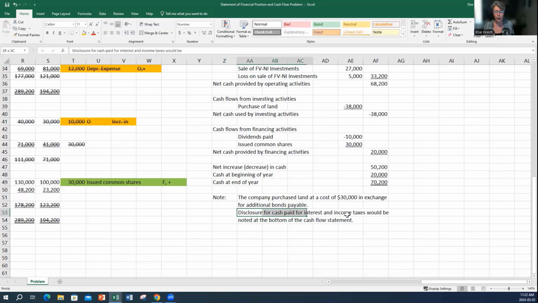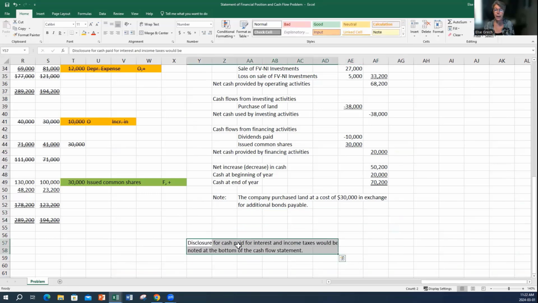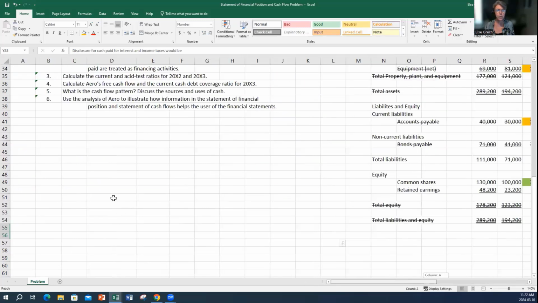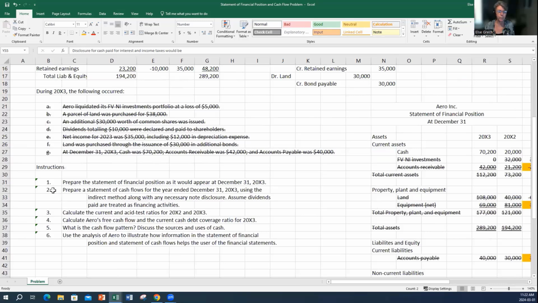Now, just be aware, right? Put it down here as an aside. We have to disclose the cash paid for interest and income taxes. And that's not being disclosed here. This has to be disclosed. And we don't have that information for this question, but just be aware that that's a disclosure that is required. All right. So we just finished 2.